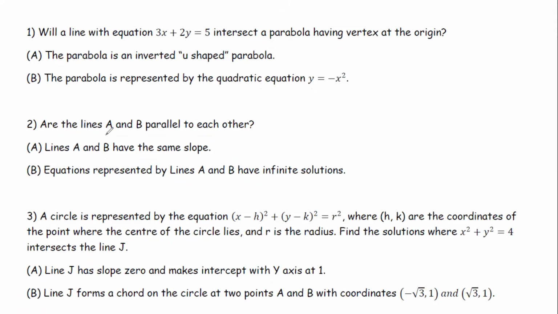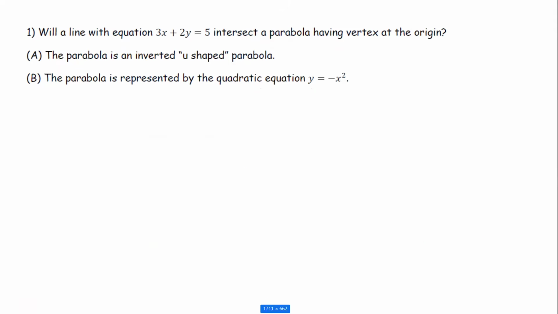First question. Will a line with equation 3x plus 2y equal to 5 intersect a parabola having vertex at the origin? All right. So all we know is there is this line 3x plus 2y equal to 5.